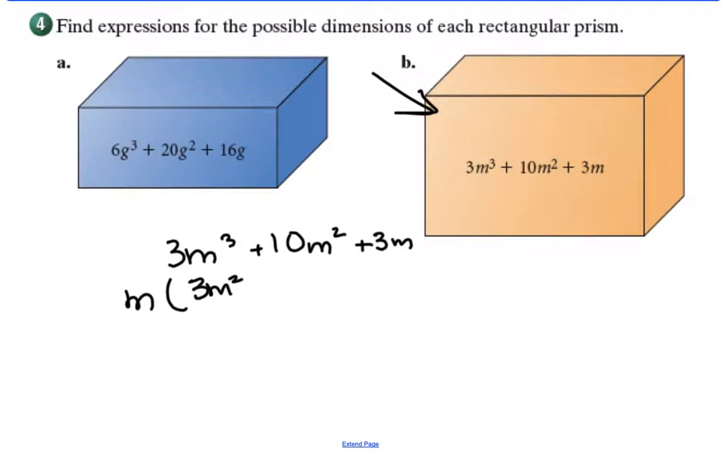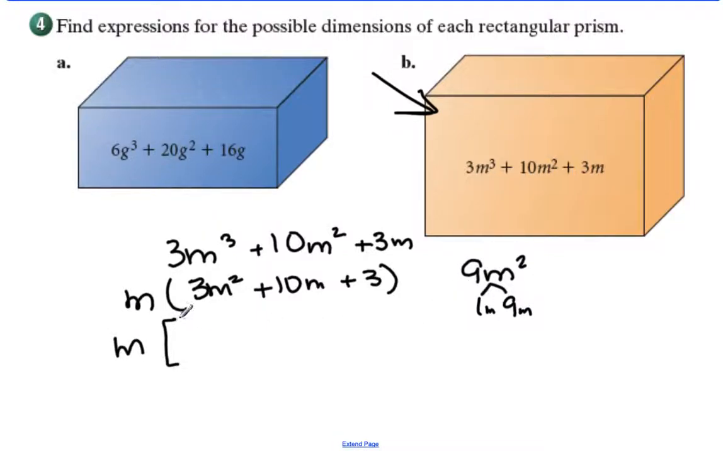Now we have 3m squared plus 10m plus 3. Okay, multiply a and c, 3m squared times 3, which is 9m squared. Factors of 9m squared, that would give you 10. The only one I can think of right away is 1 and 9. And that's more specifically 1m and 9m. So we have m, 3m squared plus 1m plus 9m plus 3.